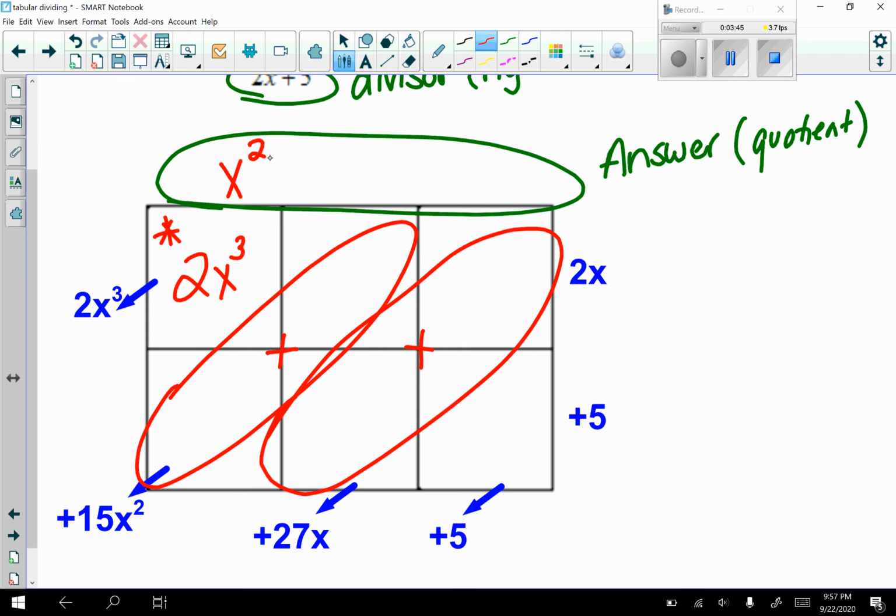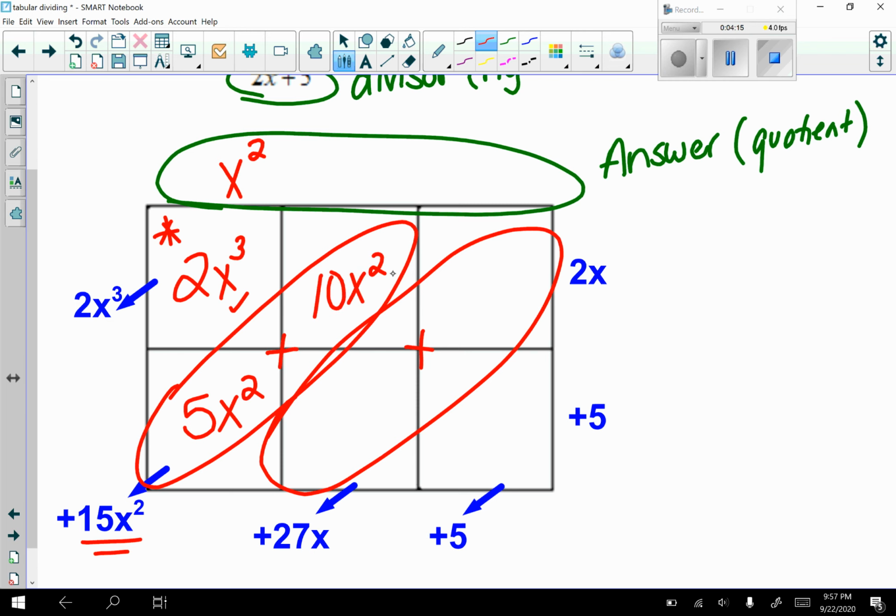Once you get a top piece, you're going to multiply. X squared times 2x is 2x cubed. I already have that. Now I'm going to do x squared times 5. I get 5x squared. My diagonal needs to total to 15x squared. So what needs to go up here so that way I total to 15x squared on the diagonal? Hopefully you'll realize you need 10x squared.